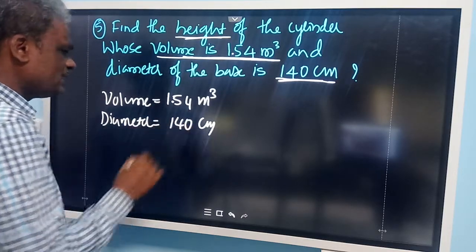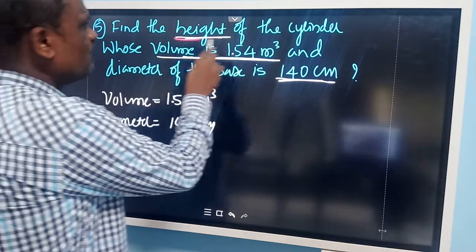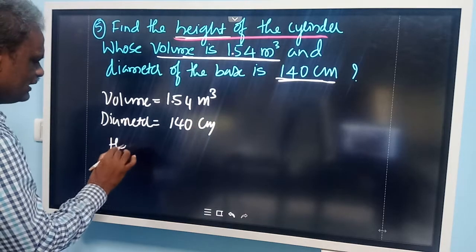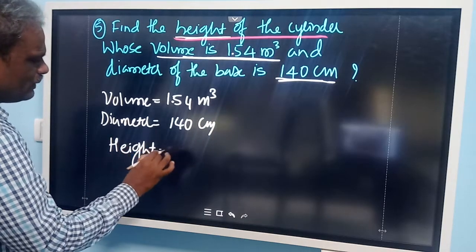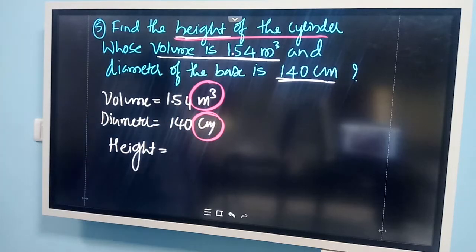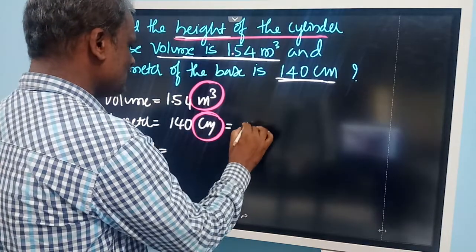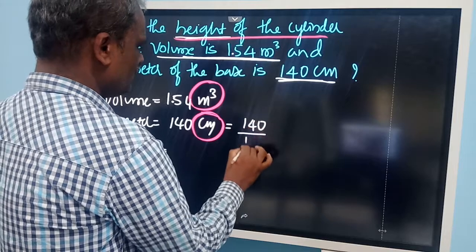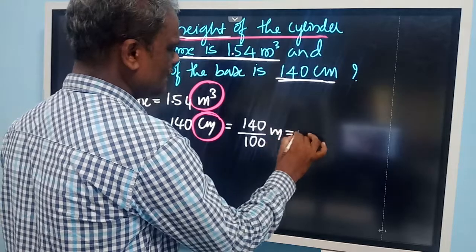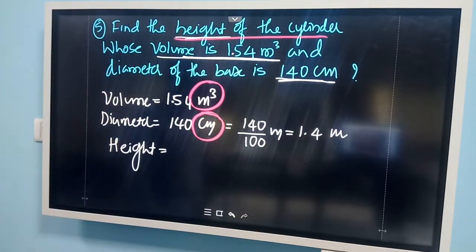Then the diameter is given as 140 centimeter. Now we need to find the height of the cylinder. Remember that these two are in different units: one is in centimeter, the other is in meter. So convert the diameter into meter: 140 divided by 100, it becomes 1.4 meter.